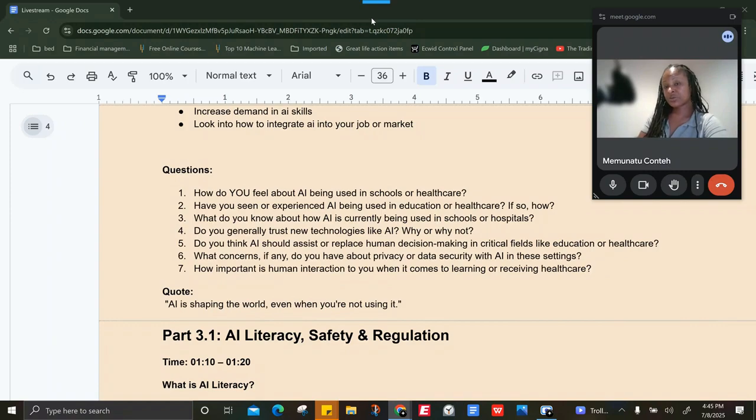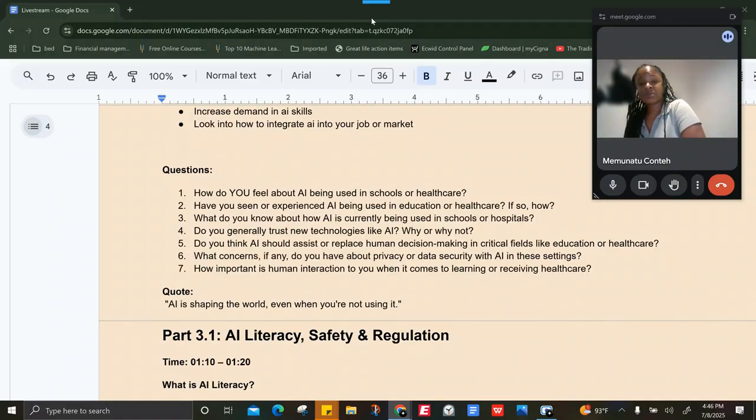But also, some questions we have: how do you feel about AI being used in schools and healthcare? How do you really feel? Are you for it? Are you against it? Do you think it's going to be good for the population? Do you think it's going to affect education for the better or the worse? Because universities are using AI, introducing AI courses, AI tools are already being used in classes, and kids are already using AI also. So how do you feel about it?